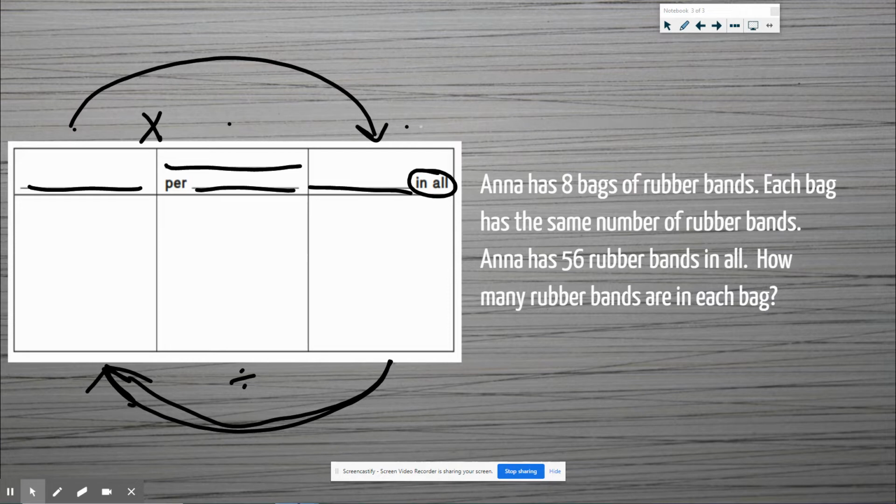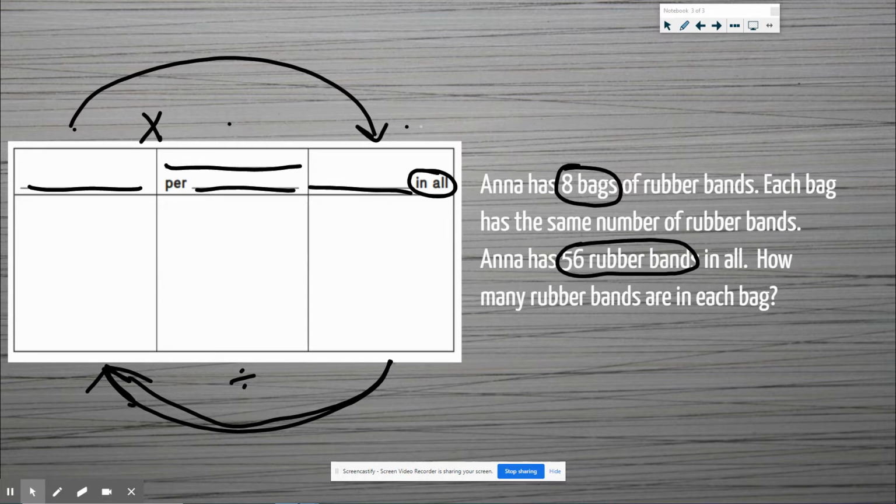So it says Anna has 8 bags of rubber bands. Each bag has the same number of rubber bands. Anna has 56 rubber bands in all. How many rubber bands are in each bag? So I'm still going to go through this. I'm going to circle 8 bags and then 56 rubber bands.